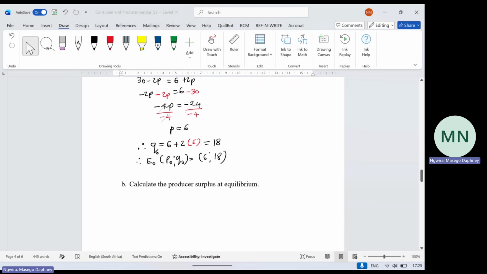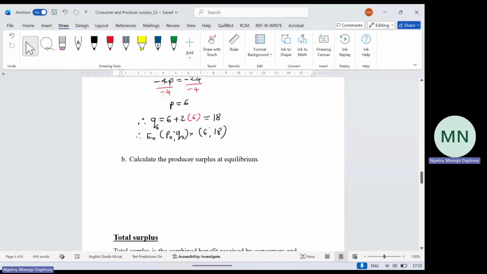B says calculate the producer surplus at equilibrium. Okay. So the formula for producer surplus is PS equals half times Q naught times market price minus the minimum price. And then now this will be half our Q naught. We calculated it. It's 18. So this is times 18, then times our market price, which is 6, and then our minimum price is also 6.